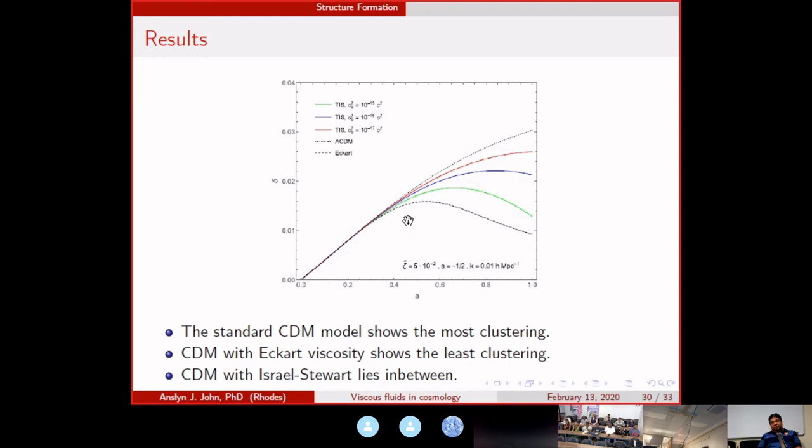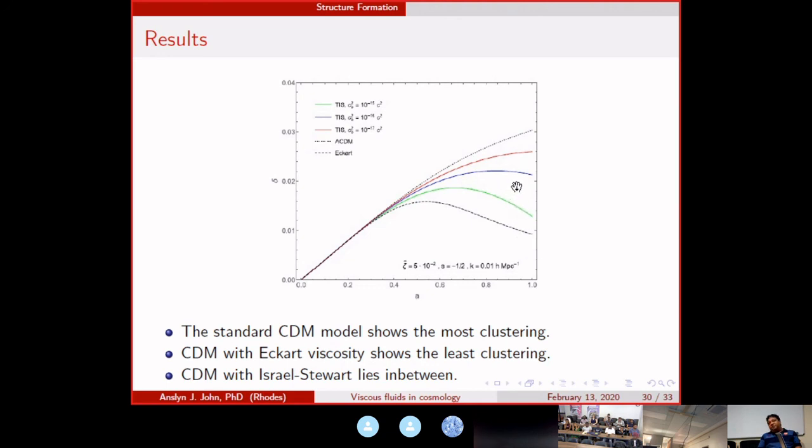The Eckart model is this line here. That produces the least amount of clustering. What we looked at were the Israel-Stewart, or the truncated Israel-Stewart models. And here we allowed our relaxation times, or equivalently our bulk viscous speeds, to vary. And these are these red, blue, and green lines. And so we can actually capture a wide range of behaviors here.